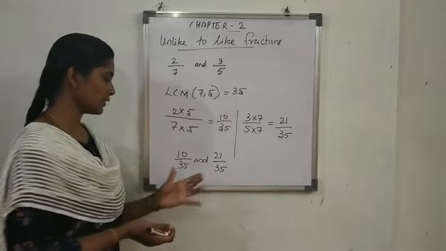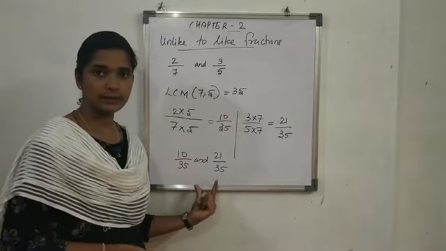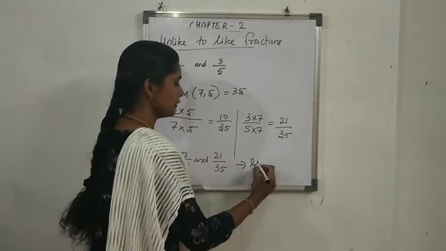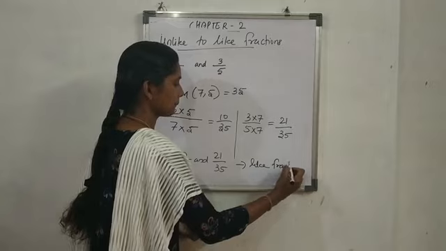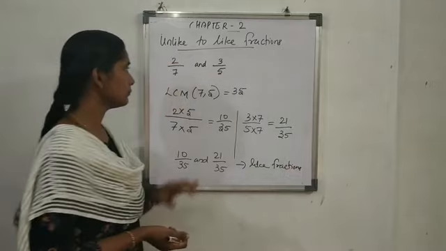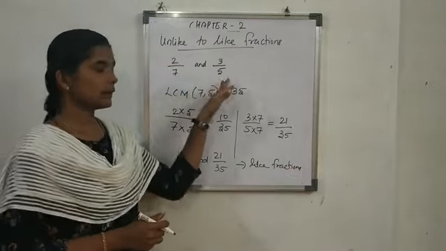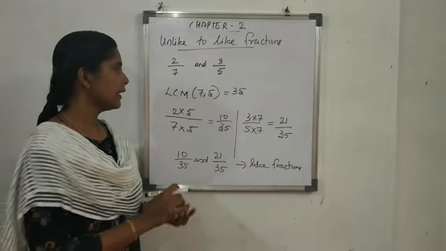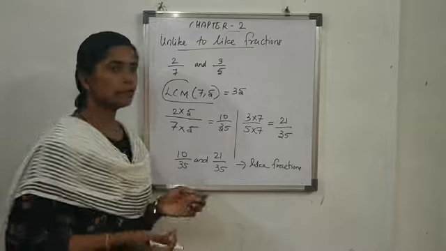Now just check the denominators. Both the denominators are 35. Therefore, these are like fractions. To recap: 2 by 7 and 3 by 5 are unlike. We converted them to like fractions, and the method is taking the LCM of the denominators.